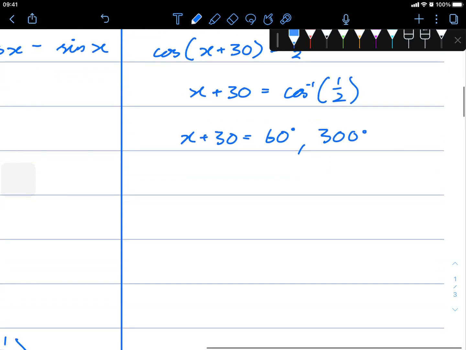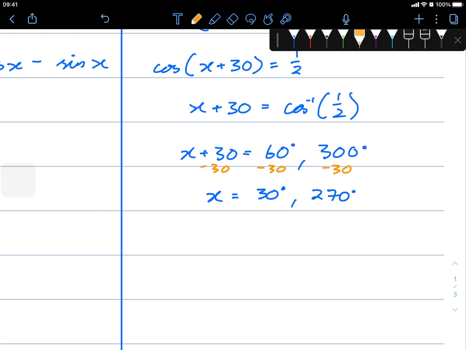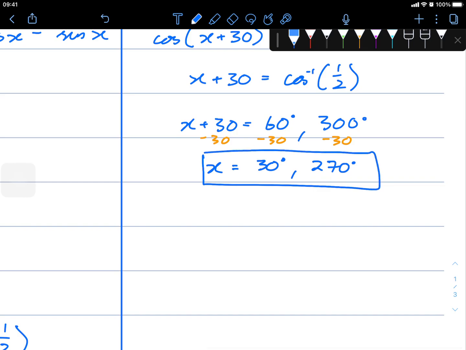And one last step, minusing 30 from both sides. X is equal to 30 degrees and 270 degrees. In case you missed what I did, I subtracted 30 from each of the solutions. So our final answers are X equals 30 degrees and X equals 270.